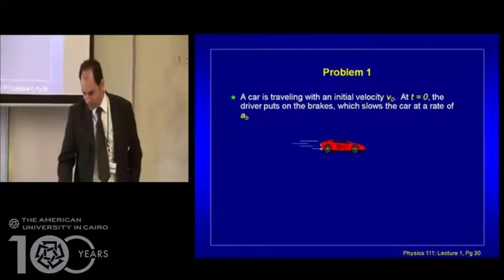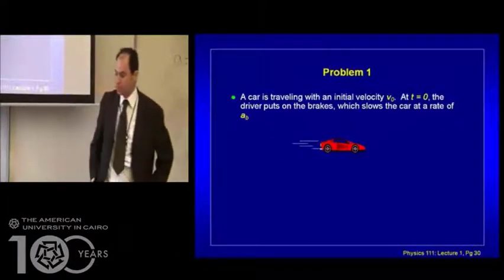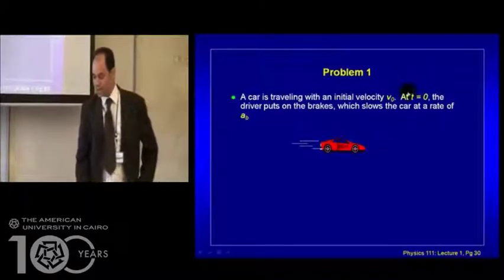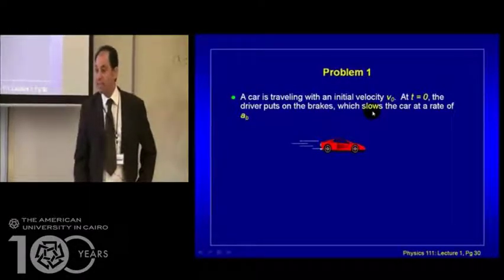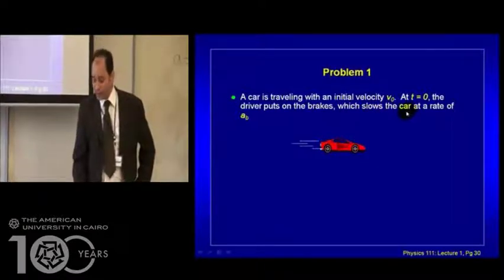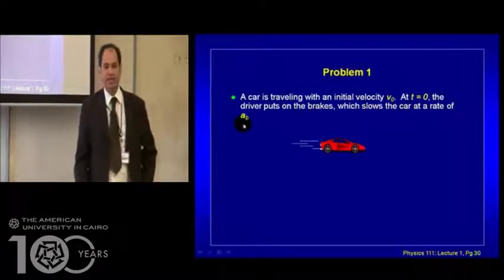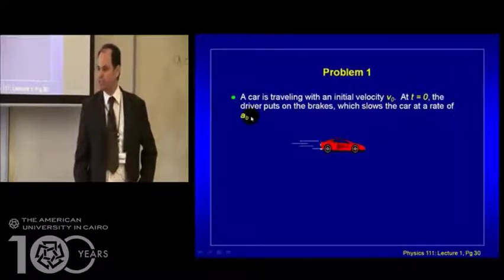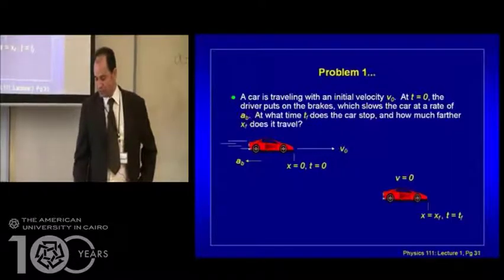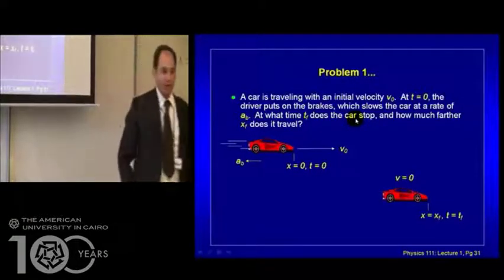Okay, let's look at that problem. We have a car that's traveling with the initial velocity v0. At time equal to 0, the driver puts on the brakes, which slows the car at a rate of ab. The car will slow down by a rate equal to ab. What's that ab? It's acceleration. Slowing down means that the velocity will change by some rate. This is the rate of change of the velocity. That's acceleration. So we need to find the time at which the car stops.